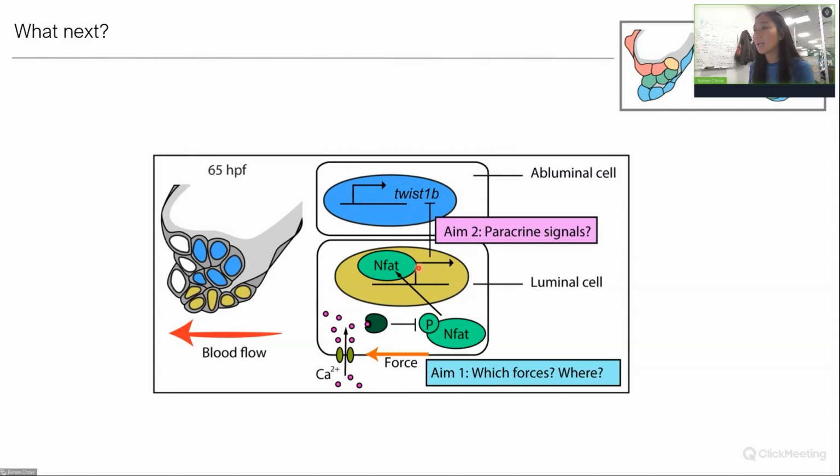We're also trying to find out how these cells here communicate with these cells located deeper in the valve tissue. And we suspect there's some sort of paracrine signaling involved, but we don't know what they are.